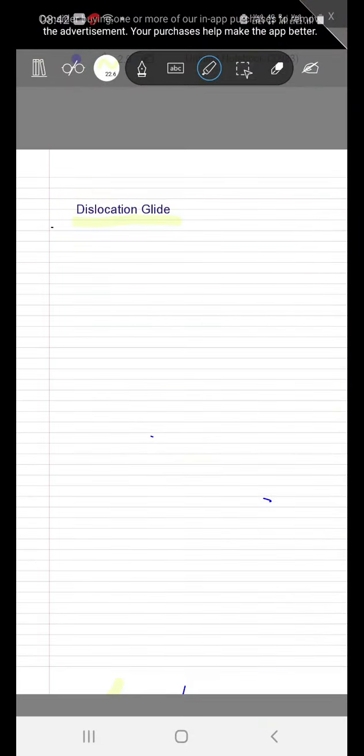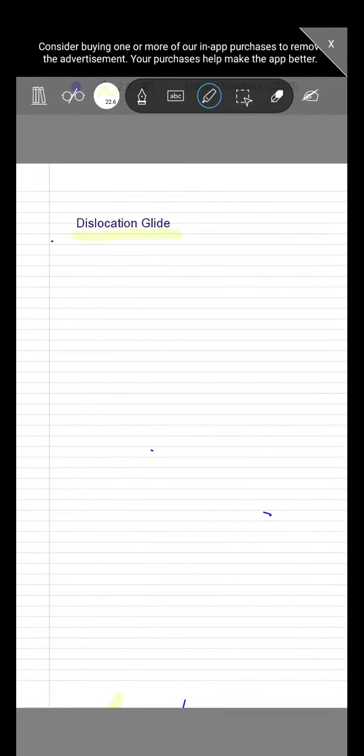Hello students, so today we are going to discuss dislocation glide. Dislocation glide is the predominant mechanism of plasticity in metals. We are looking at plasticity in metals, and dislocation glide is the predominant mechanism behind it. This is because the inherent resistance of the crystal lattice to dislocation motion is small.